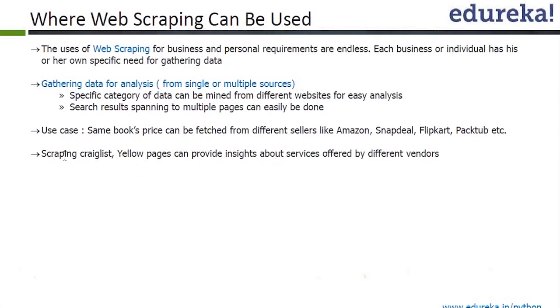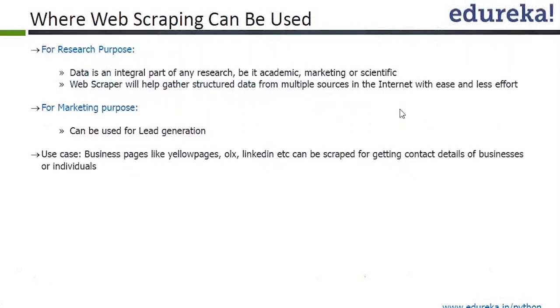You can scrape Craigslist, Yellow Pages, and provide insights about services offered by different vendors. So maybe you want to try your hand at this as well, just scraping, building something of your own. For research purposes, data is an integral part of research, right? You need lots of data. How do you get it? You can scrape it, scrape from Google. You can crawl, scrape, do whatever you want to do.